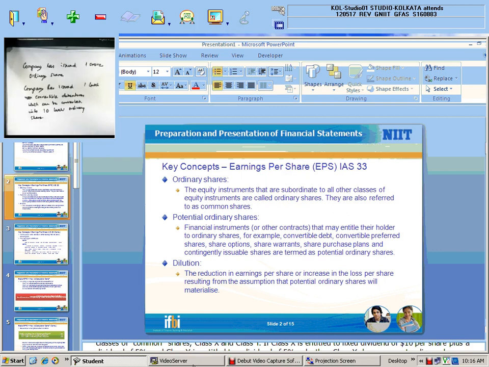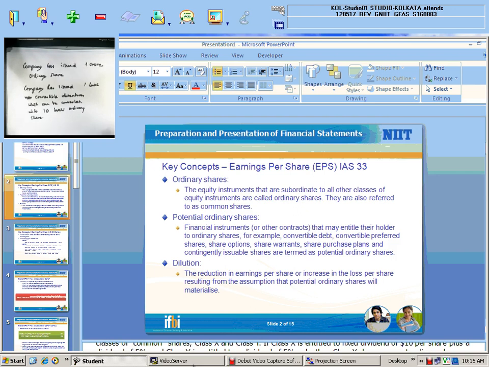A company has raised capital by issuing 1 crore of ordinary shares. They have also raised capital by issuing 1 lakh of convertible debentures. The terms of the debenture is that each debenture holder is entitled to 10 ordinary shares. When the debenture is going to be redeemed in future, instead of paying back the money, the company will issue 10 ordinary shares against each debenture. So the number of potential ordinary shares is 10 lakh, and the actual number of ordinary shares is 1 crore.